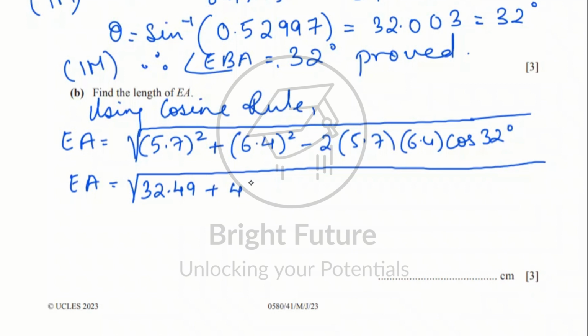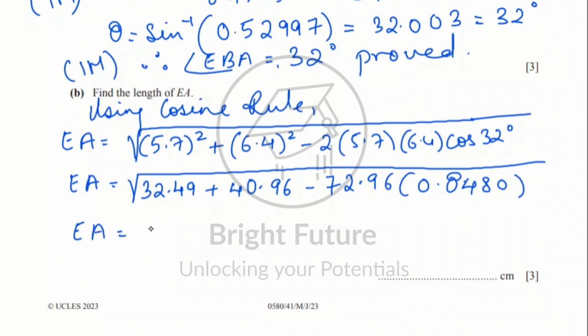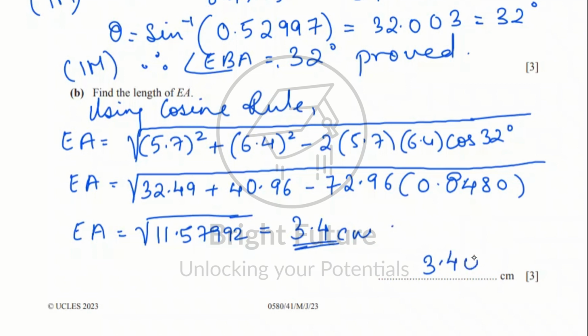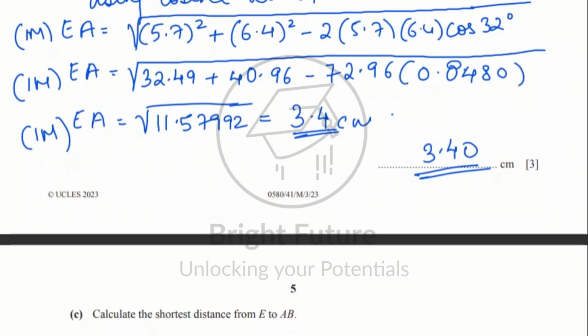Therefore, EA is equal to the square root of 32.49 plus 40.96 minus 72.96 into 0.8480. Finally, I get it as 11.57992, which gives me 3.4 centimeters. The answer is 3.4 centimeters. 1 mark for writing the formula and substituting the values, 1 mark for showing the calculations, and 1 mark for the answer. Be careful while doing your calculations. Write down these steps because steps do carry marks.